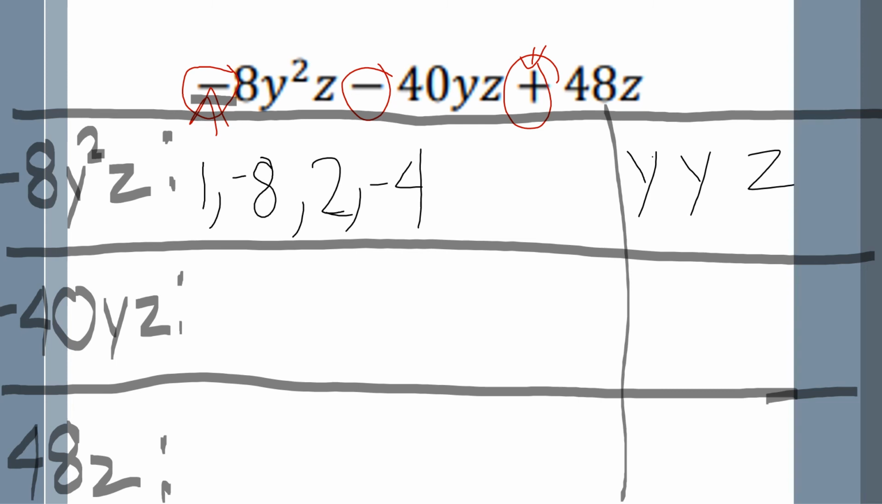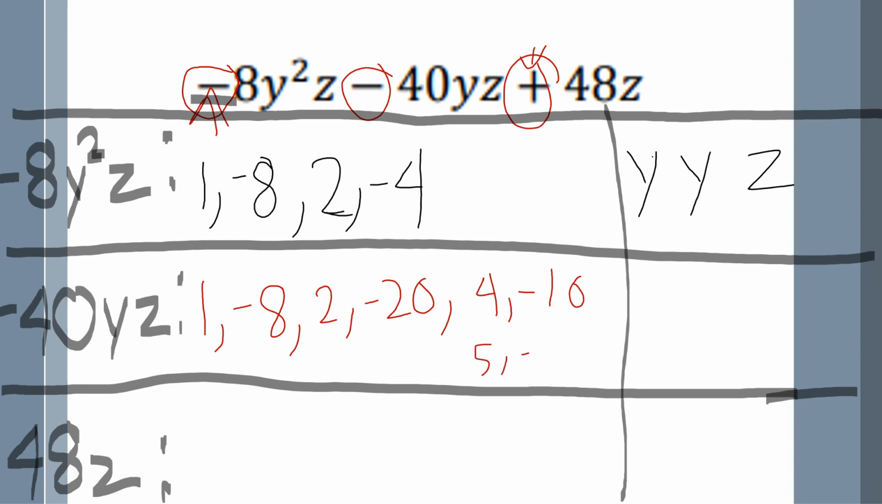Okay, let's do 40. Okay, 1. I got a negative 8. 2, negative 20. 4 times negative 10. 5 and negative 8. I got one y and one z.